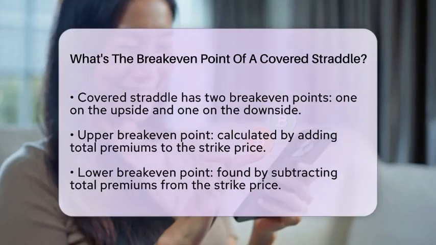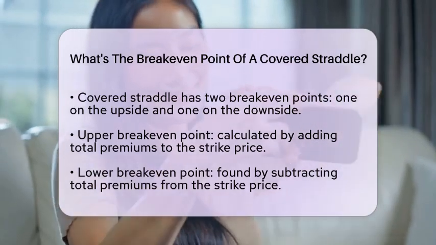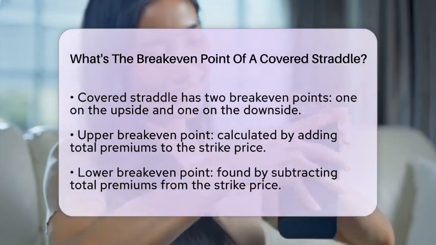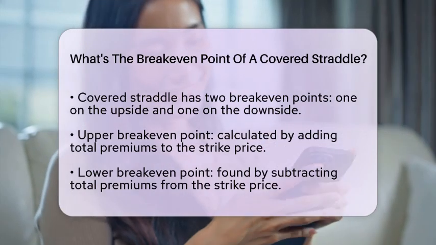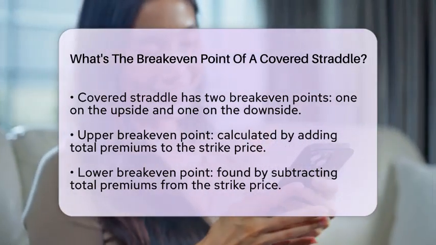In practice, a covered straddle has two break-even points, one on the upside and one on the downside. The upper break-even point is calculated by adding the total premiums received to the strike price. The lower break-even point is found by subtracting the total premiums received from the strike price.